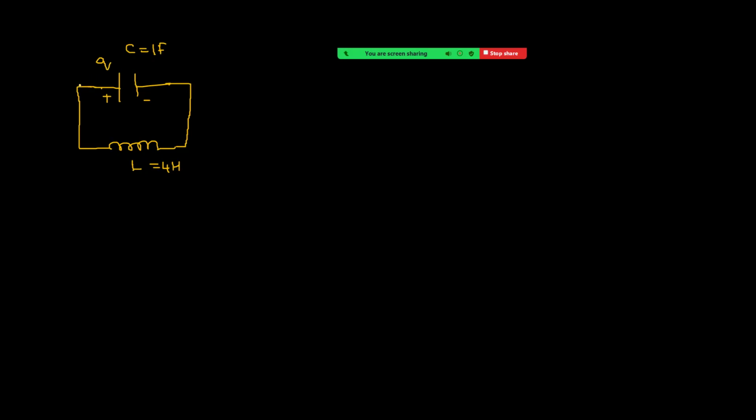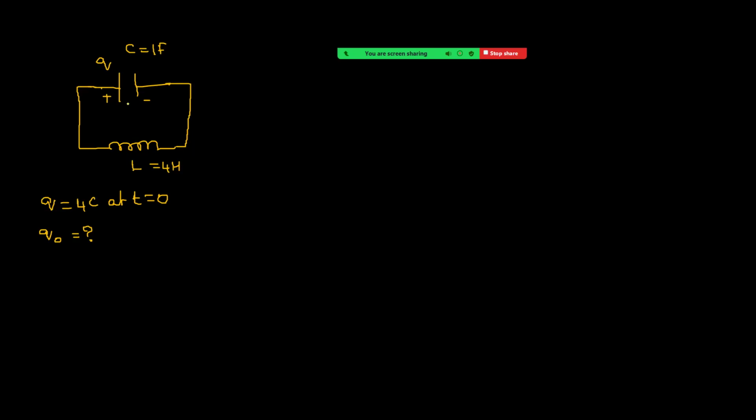Okay. First of all, charge value given is 4 coulomb at t equal to 0. Now he's asking maximum charge. Let us take it as Q naught, the maximum charge, which we have to calculate. In LC oscillations, there is no loss of energy. Energy oscillates from capacitor to inductor and inductor to capacitor.